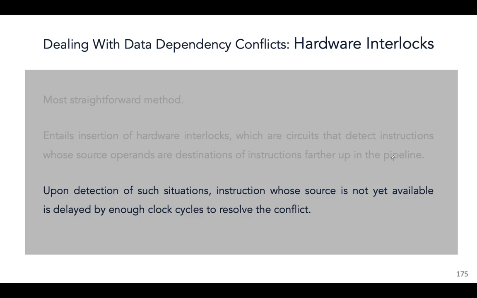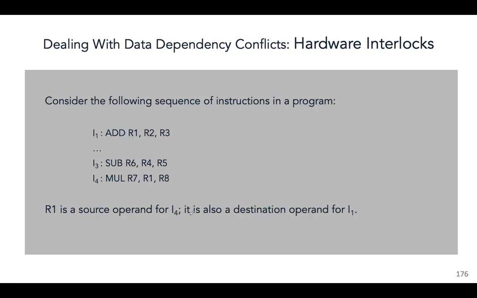Now it's very simple to understand. Consider this sequence of instructions. This is a hypothetical sequence of instructions. We have instruction 1, addition. Then there is another instruction in between, then there is instruction 3 which is a subtraction operation, and then there is instruction 4 which is a multiplication operation.